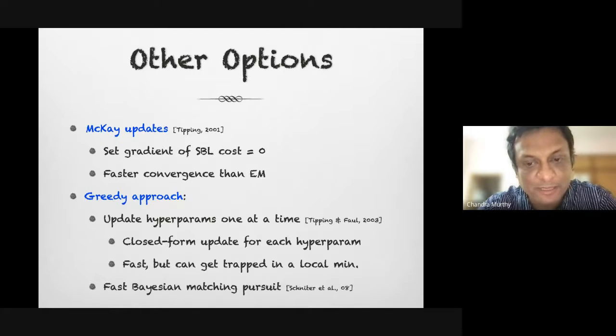Another approach could be a greedy approach, where you update the hyperparameters one at a time. And if you're doing that, you can actually obtain closed form updates for each hyperparameter. This is also fast, but again, these alternatives don't come with the same kind of convergence guarantees. You can get trapped in a local minimum. There's also an approach known as fast Bayesian matching pursuit.